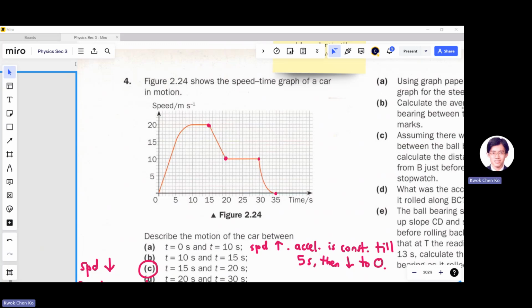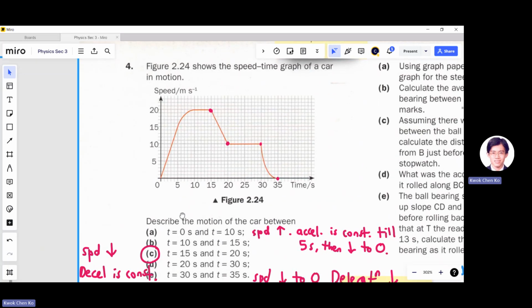That's already for 1. How am I going to do for B? Okay, well, it's the same pattern. Now, C is decreasing while acceleration is decelerating. For B, right? 10 to 15. But that one is easy, but 10 to 15, what's happening? The speed is decreasing while acceleration is.